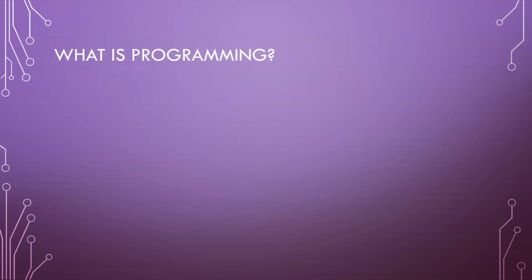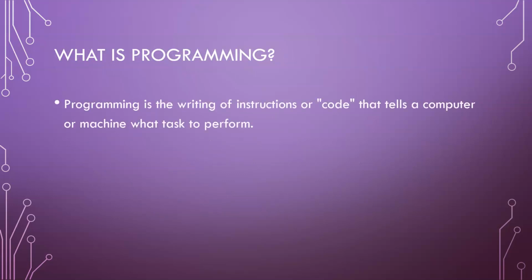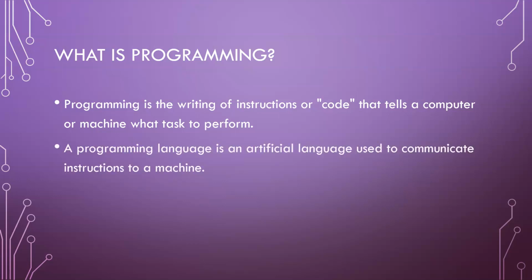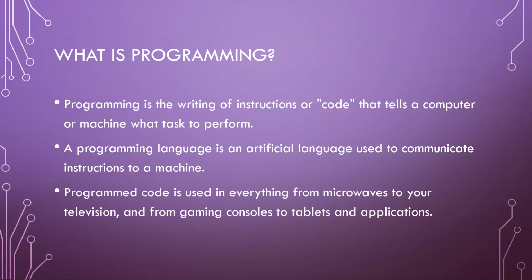So now that we've got the two differences out of the way, what actually is programming? Programming is the writing of instructions, or code, and there it is again, that tells a computer or machine what task you want to perform. Programming languages are what's known as artificial languages. They're used to communicate instructions to a machine. They're obviously not natural languages like what you and I speak, but they are languages still because they have rules like syntax and grammar. Program code is used in everything from microwaves to your television, gaming consoles, tablets, and various applications.